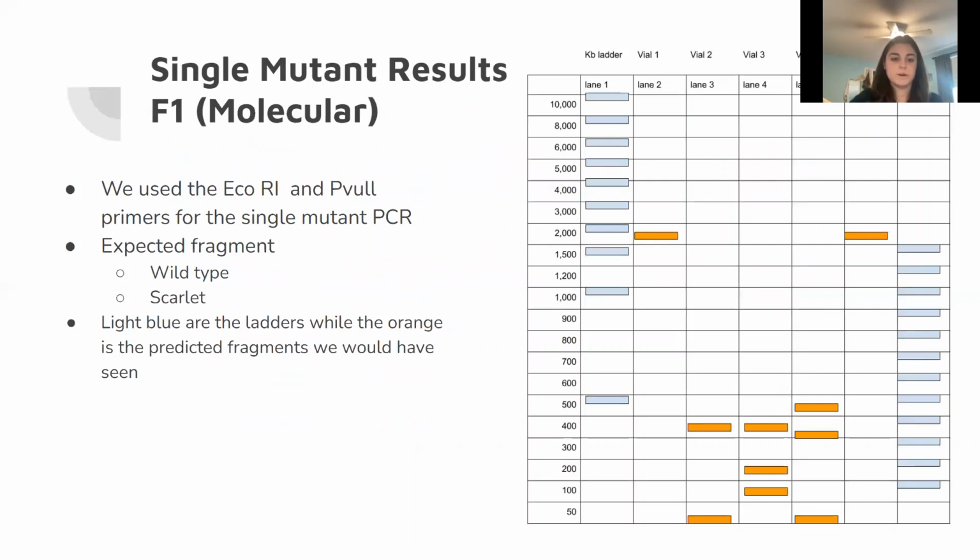So for our molecular results, we used the E. coli and the Puvil primers for our single mutant PCR test. We expected to see bands that show the fragments for the scarlet DNA as shown in our drawing of our expected results. Unfortunately, we did not see any bands on our gel electrophoresis, so we were unable to confirm or deny the results confirming our hypothesis.